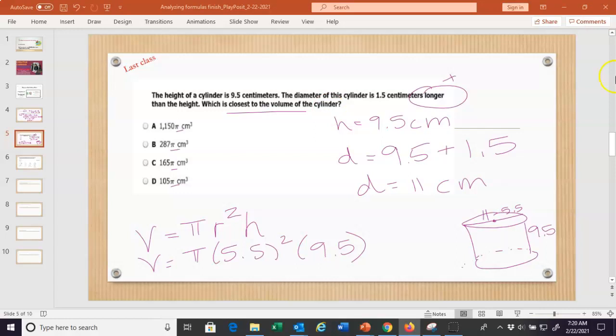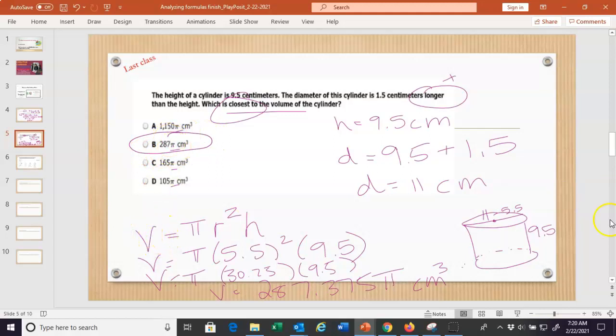So I'm going to grab my calculator. 5.5 squared is 30.25, times 9.5 is 287.375 pi centimeters cubed, since we're talking about volume. So I'm just going to go find the one that is closest to that. And sure enough, it is B.